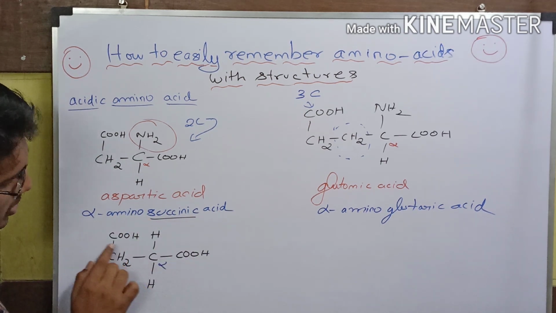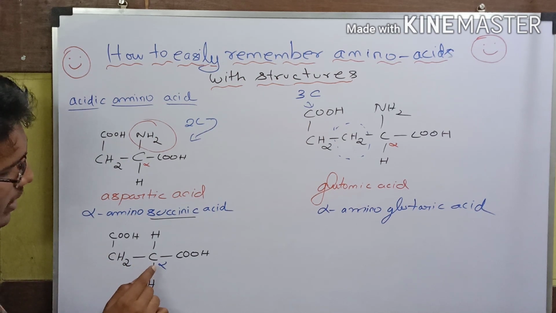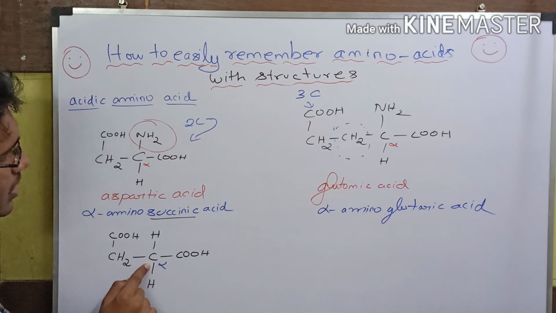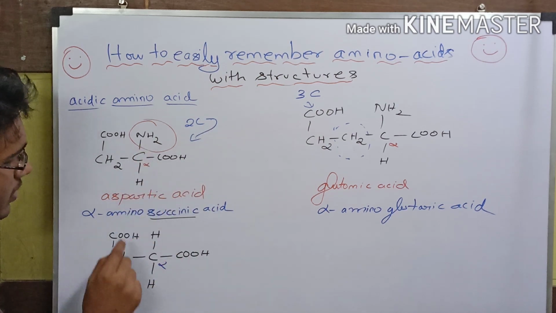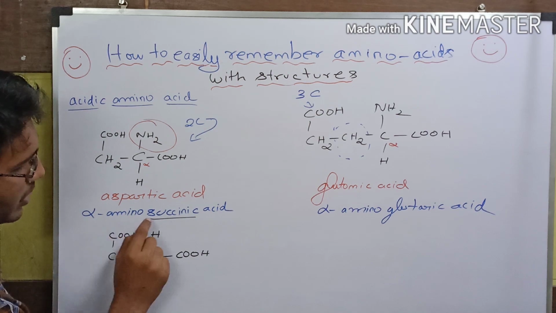It has two carboxylic groups attached and it has an alpha carbon also. The difference between these two molecules is only the amino group. That is only given in this name, alpha amino succinic acid.